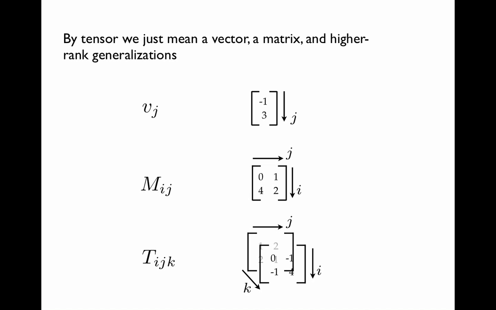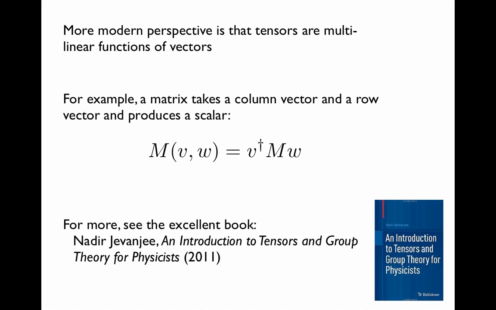Now, this is not really a very mathematically complete or satisfactory definition of a tensor, but it's a good way to begin just to get an understanding of what the ITensor code is doing and how it works with tensors. For a more mathematically complete perspective on tensors, one can think of them as actually multilinear functions of vectors. So for example, a matrix, instead of being a box of numbers, is actually a function that takes in a column vector and a row vector to produce a scalar and is linear in each argument. For more information about this perspective, you can see the excellent book by Nadir Jeevanjee called An Introduction to Tensors and Group Theory for Physicists.